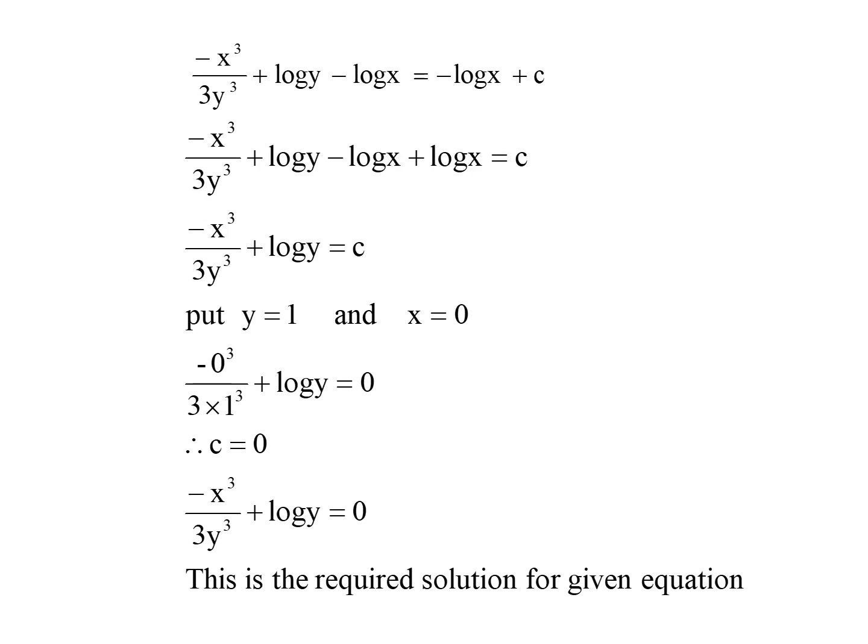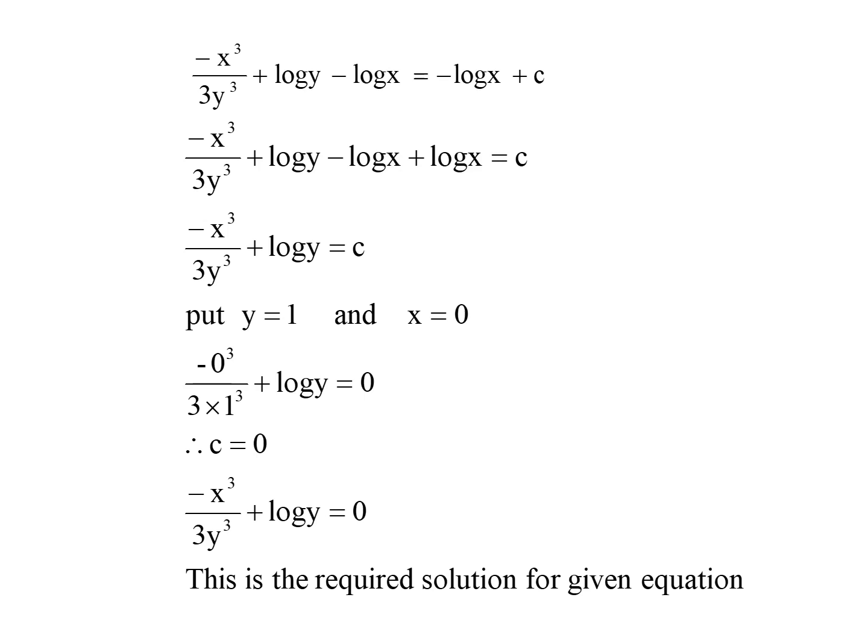Move on to the next line. Minus x cube by 3y cube plus log y minus log x. Bring minus log x to the left side part, then it becomes plus log x is equal to c. Move on to the next line. Minus x cube by 3y cube plus log y. Here plus log x and minus log x get cancelled, which is equal to c.